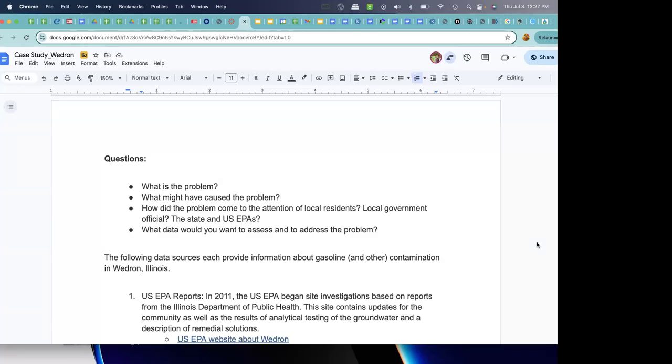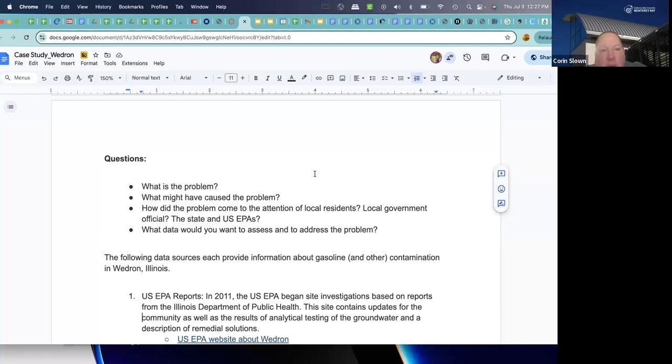If I were to assess the problem, I would want groundwater samples to test the chemical composition and presence of volatile organic compounds, semi-volatile organic compounds, and metals, and compare them to the health standards. Awesome. That's a phenomenal overview of that case study. That's an exceptional job.